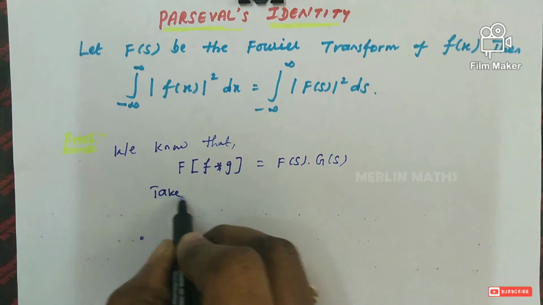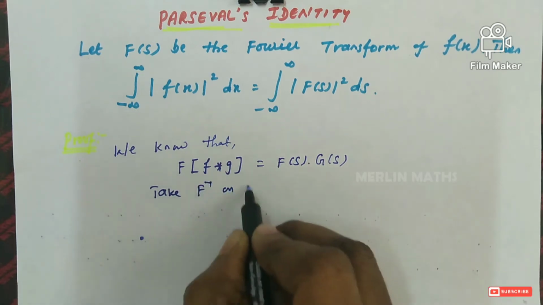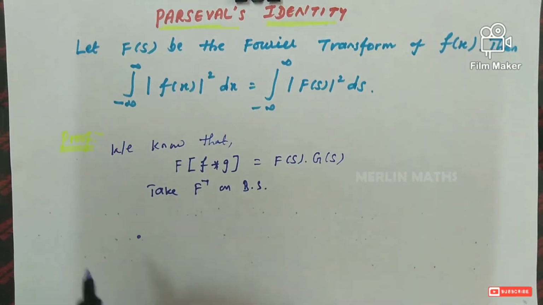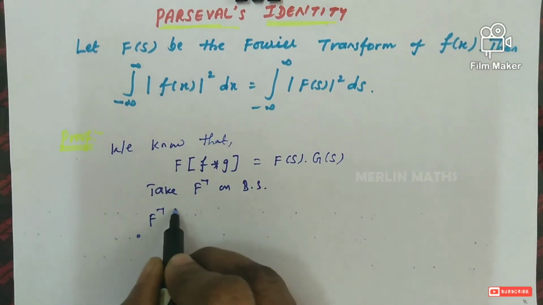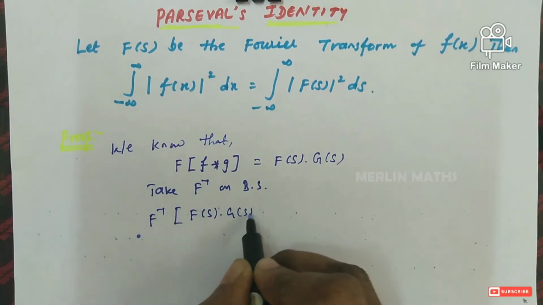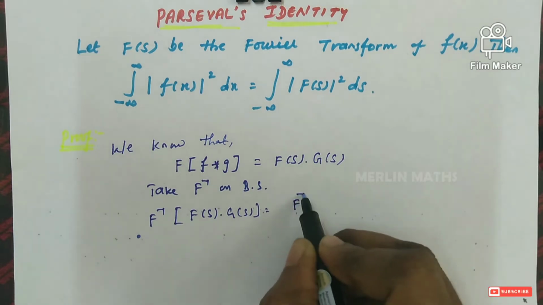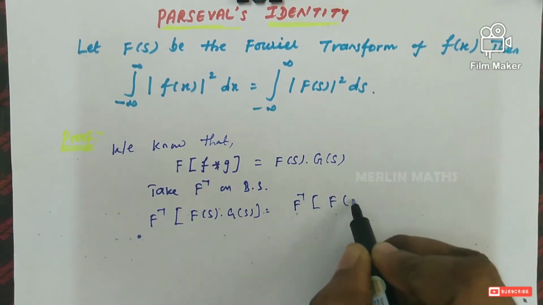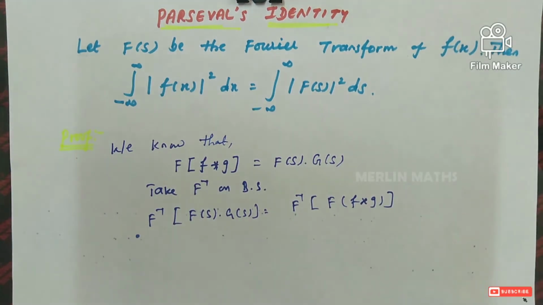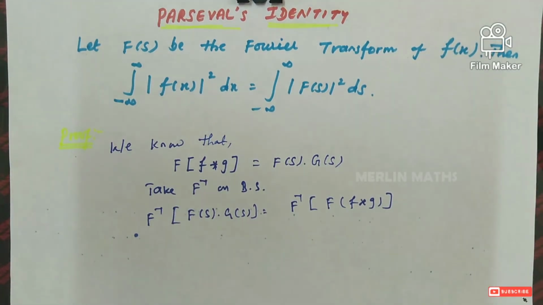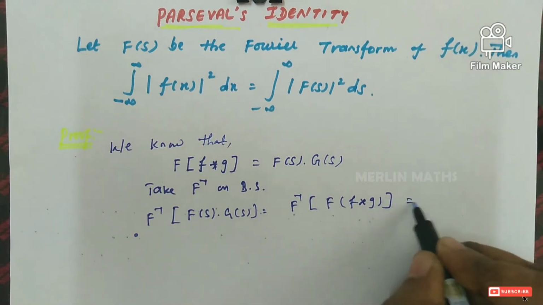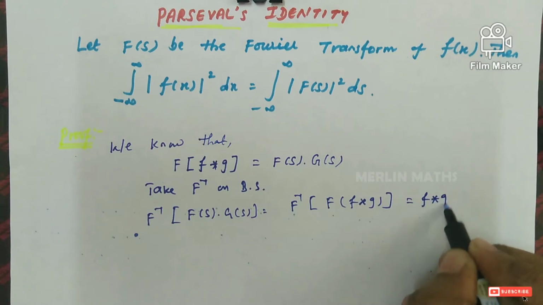Take F inverse on both sides. For writing convenience, I am taking this term on the left hand side. So F inverse of F(s) into G(s) equals F inverse of F of (f star g). Look at this, F inverse of F of (f star g) will become f star g.